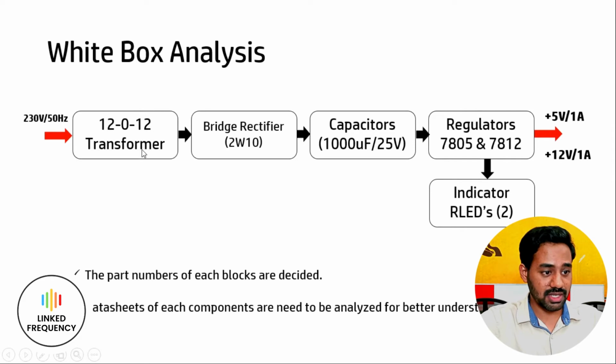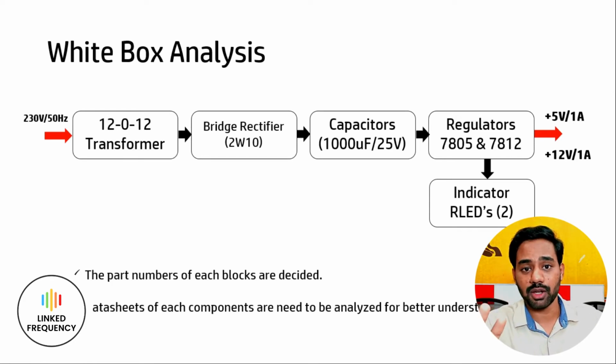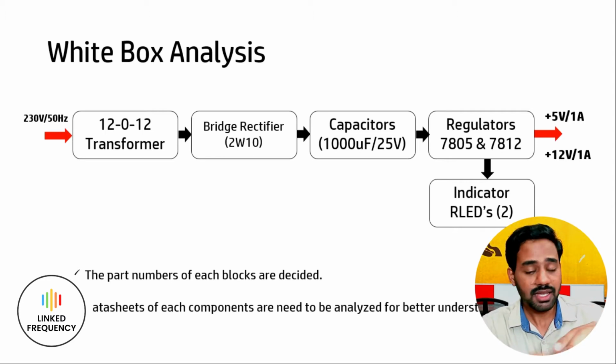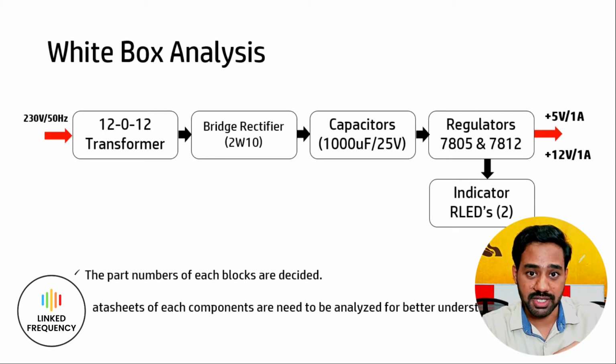In the transformer case, it is a 12-0-12 transformer. What is the meaning of a 12-0-12 transformer? It is a center tapped transformer, which has 3 terminals at the secondary side, wherein the center terminal is 0 volt, the top terminal is 12 volt AC and the bottom terminal is also 12 volt AC.